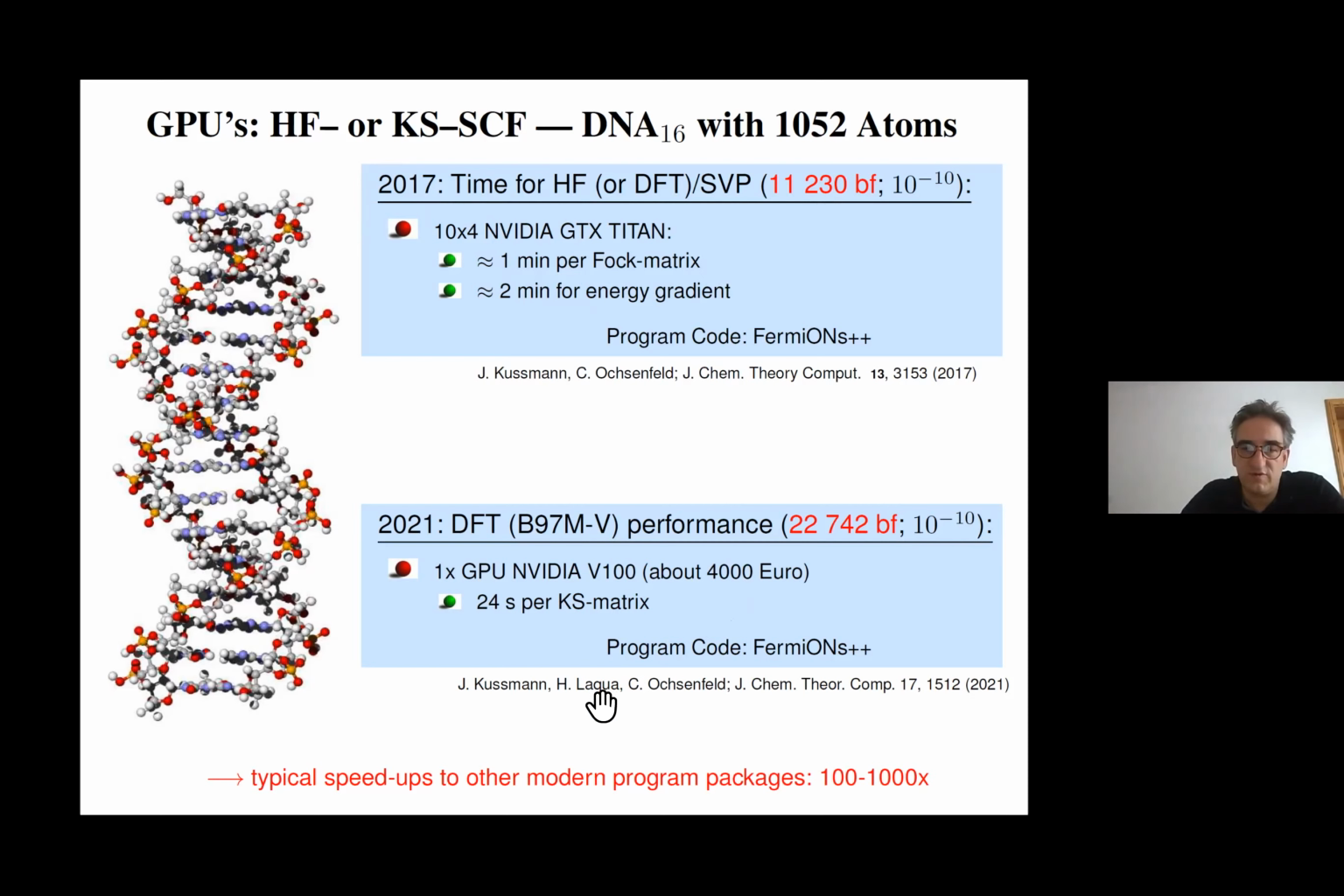So this is most recent work by Jörg Kussmann and my PhD student Henrik Lacroix, where you see the performance this year on the 1,000 atoms DNA system. On just one graphic card, with even more basis functions, it takes about 24 seconds per Kohn-Sham matrix. So the speed is quite amazing what one gets today. So one can really describe also the dynamics of these systems. The typical speedups we get as compared to other modern program packages are a factor of 100 to 1,000.